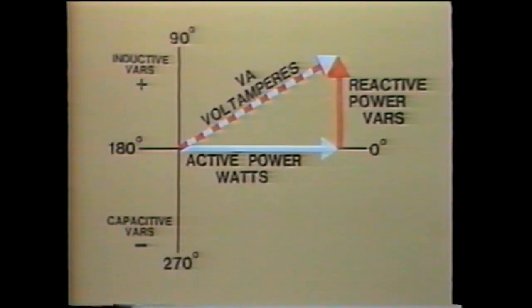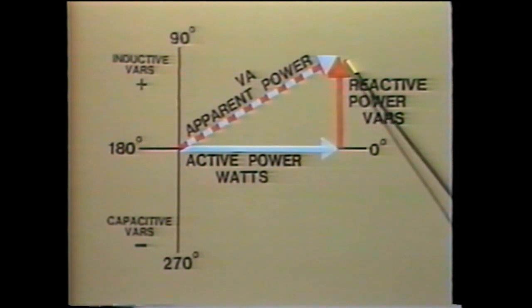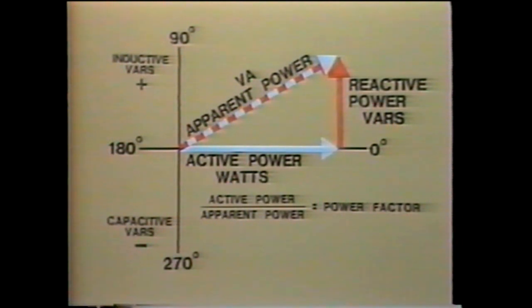For this reason, VA is often called apparent power. It is not the true active power. The true active power is indicated by this vector, which is the power absorbed in the resistive circuit. We have already seen that VARs do not absorb any active power. The ratio active power divided by apparent power is known as the power factor. And this is a measure of the useful or real true power portion of volt-amperes.